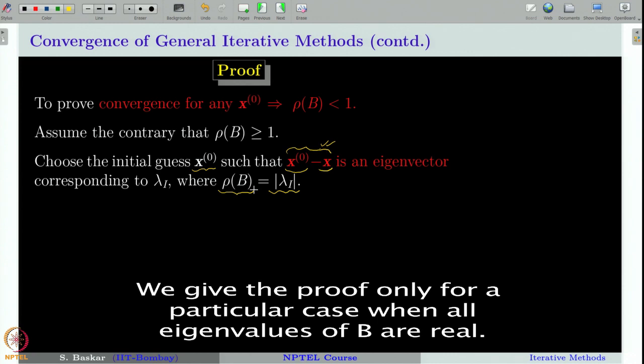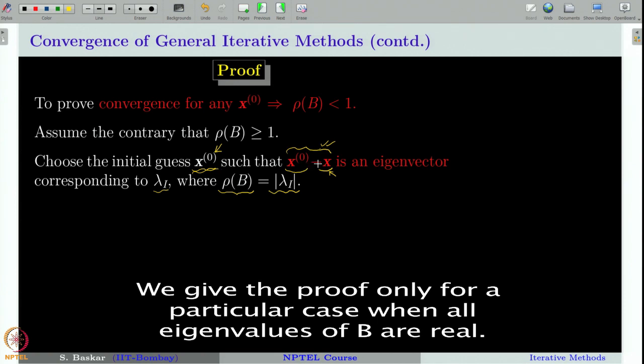So, this can always be done. You are given an eigenvalue, then you can just take any eigenvector and then you can write it in this form by conveniently choosing your vector x naught. You have freedom to choose x naught, but you have no freedom on x because it comes as the solution of your system. But you have freedom on x naught, so you can always choose such a vector.